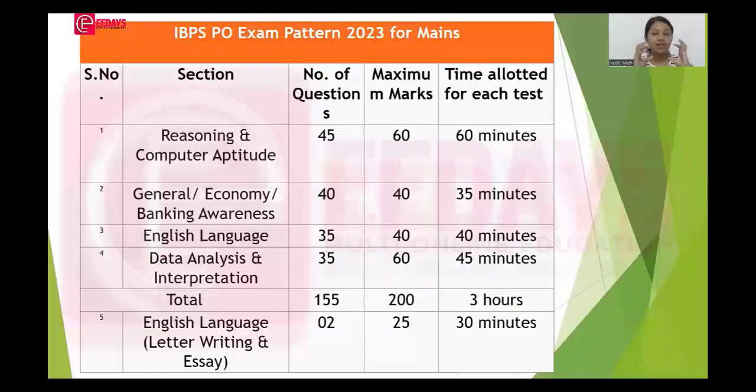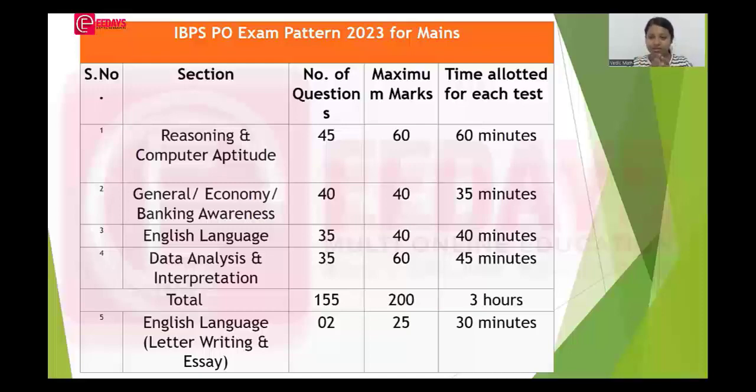Coming to English language, a very crucial thing, the number of questions is 35 and the maximum marks you are going to get is 40, and the time allotted for these 35 questions is 40 minutes. Data analysis and interpretation is 35 questions, the maximum marks is 60, and you complete that within 45 minutes. In total, it's 155 questions, the maximum marks you can gain is 200, and the duration of your mains is 3 hours.